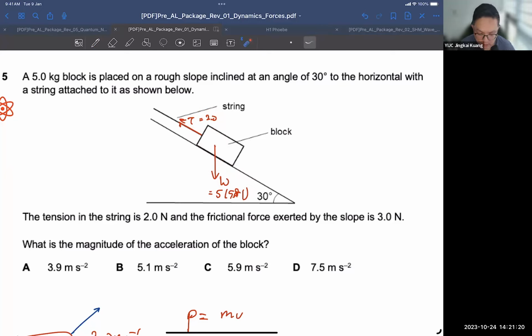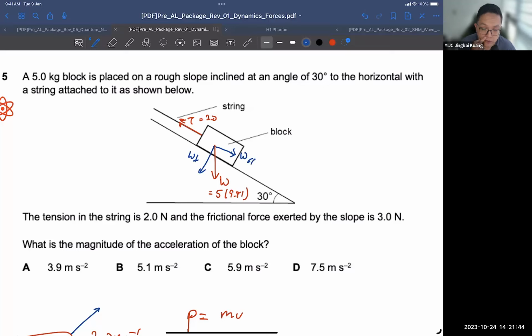But if you look carefully, you can look for clues to tell you that the block will accelerate downwards at this point in time. Because what we can do is work out the parallel component of the weight first. So let's draw the components. This is weight perpendicular. This is weight parallel.